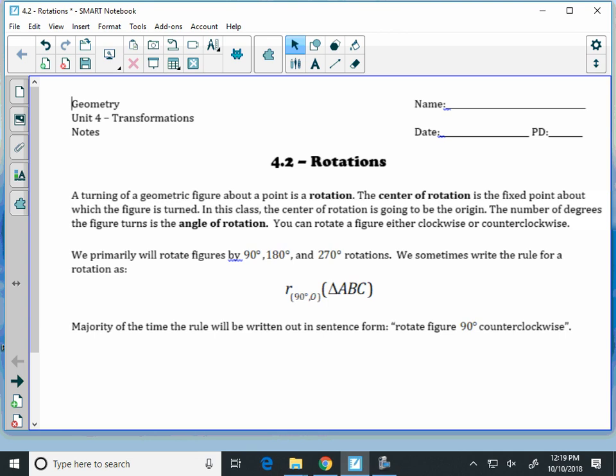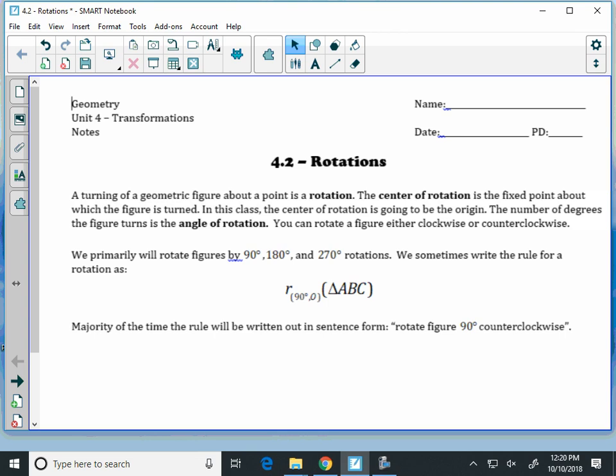Some things before we start diving in on how to do a rotation. A rotation is just the turning of a geometric figure about a fixed point. Okay, so translations are slides, reflections are flips, rotations are turns. So you're just turning a figure about a fixed point. The center of rotation is the fixed point about which the figure is turned. In this class, our center of rotation is always going to be the origin. Okay, so whenever we rotate a figure, we are always rotating that figure about the origin.